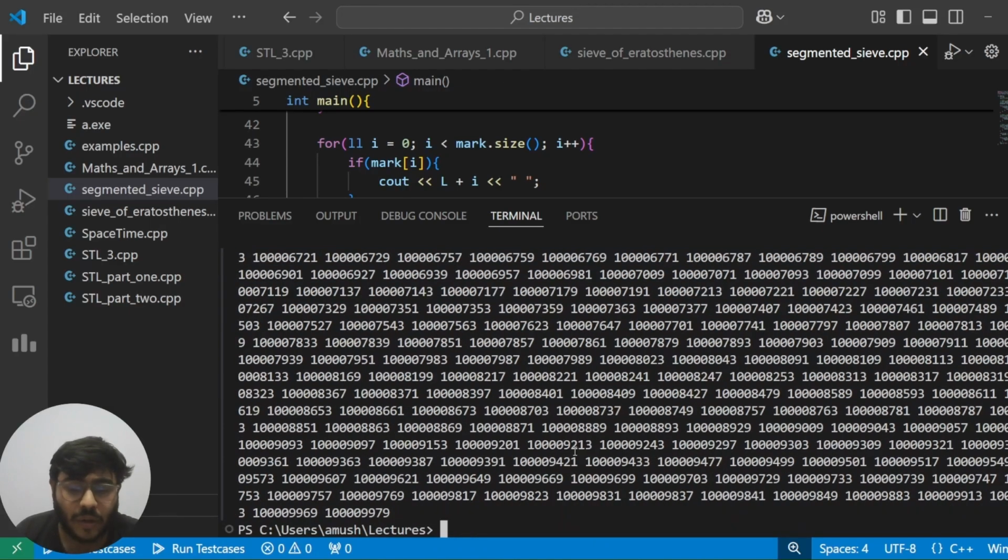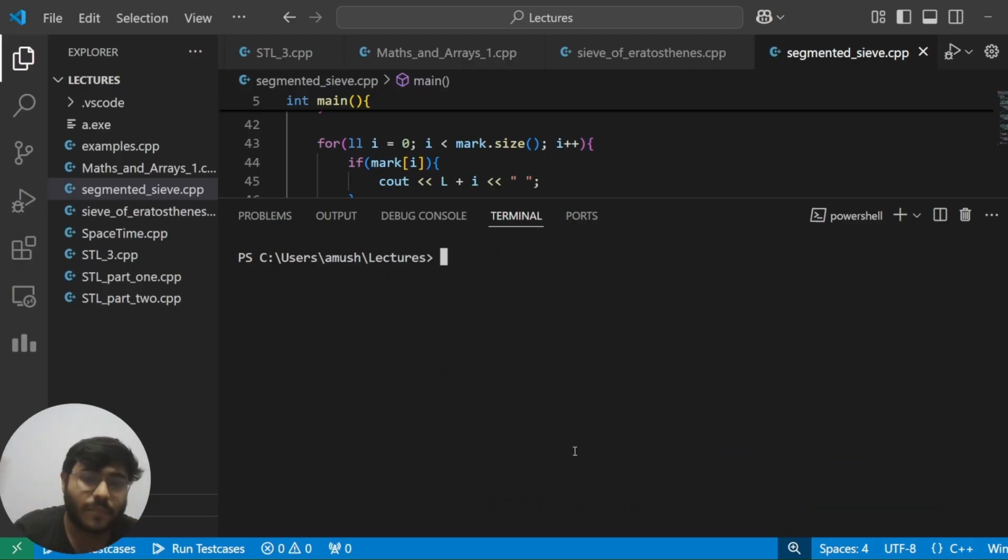Okay, and you can also use this same algorithm for marking the basic numbers. Let's say आपको 1 से लेके n तक के numbers चाहिए. Okay, this segmented sieve can also work as a normal sieve. Okay, वो कैसे काम करेगा?